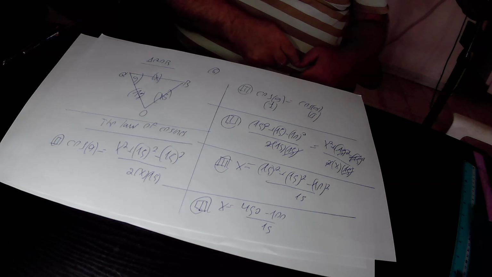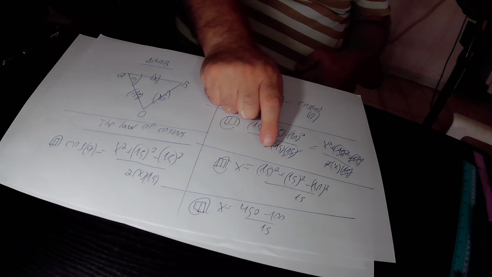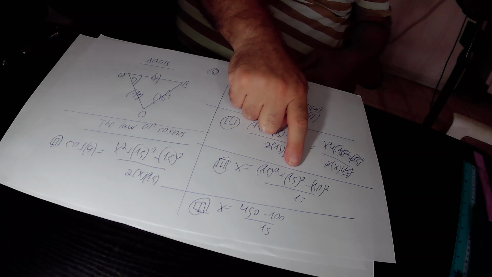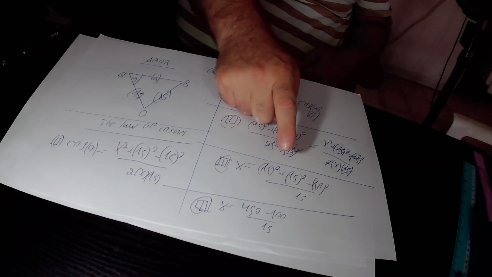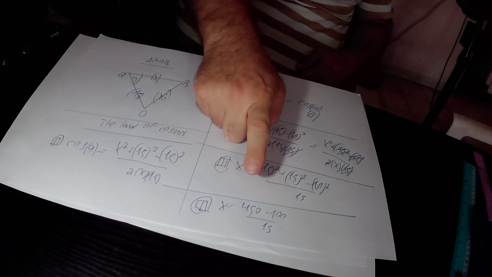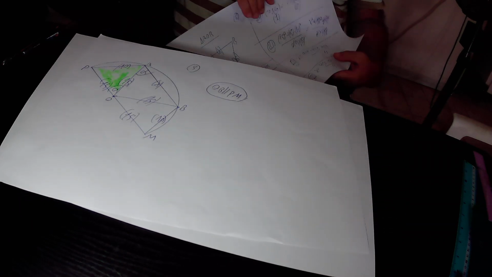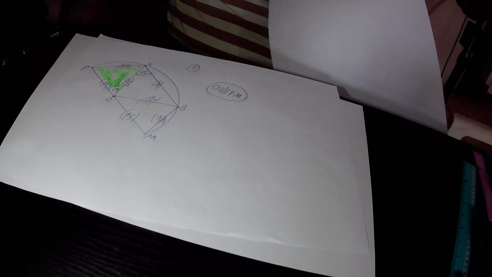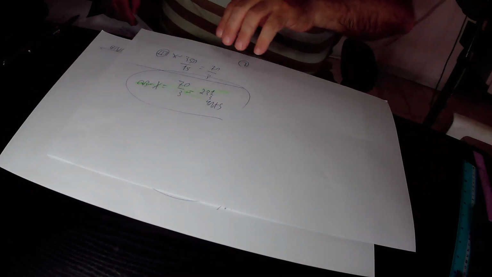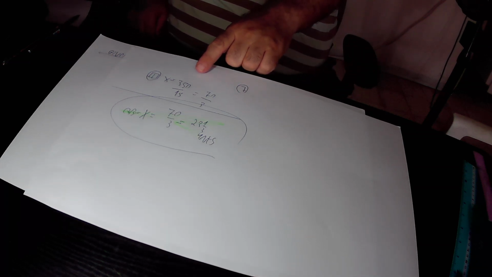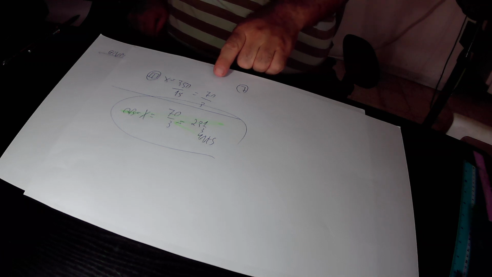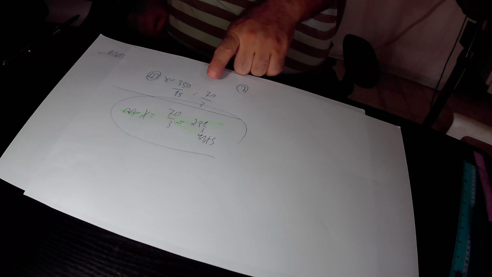15 squared is 225, so 225 plus 225 is 450, minus 10 squared, which is minus 100. So we have 450 minus 100 over 15. 450 minus 100 is 350, so x equals 350 over 15. Here we divided both the numerator and the denominator by 5 and found that 350 over 5 is 70 and 15 over 5 is 3.